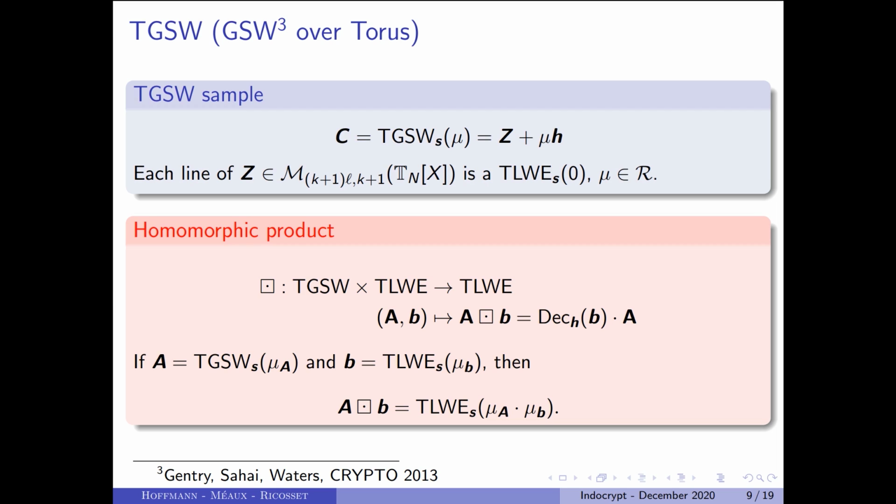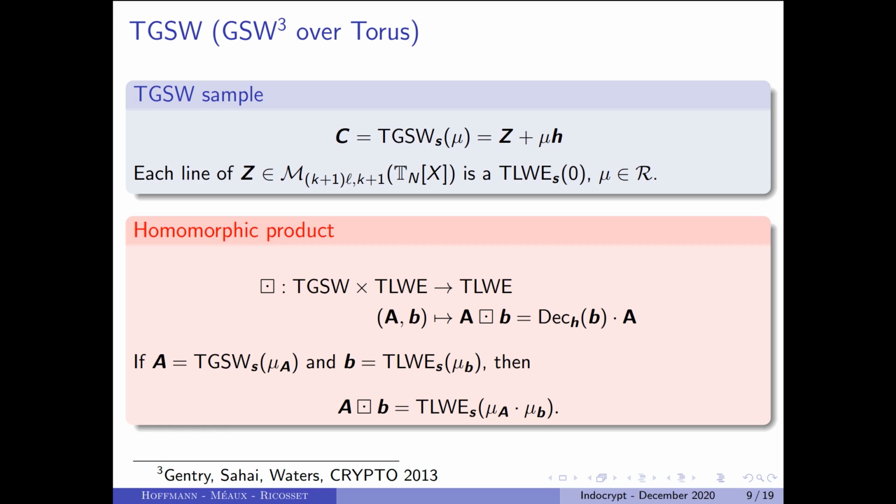That's why we need to introduce a bigger object, which is the TGSW sample. So a TGSW sample is a matrix, and to get it, you just take a matrix where each line is a TLWE sample of 0, and you add your message encoded with what's called a gadget matrix.